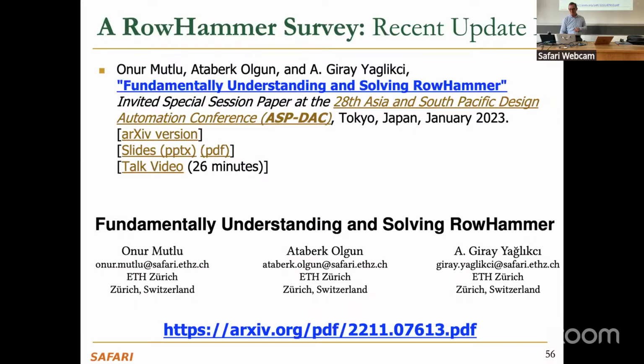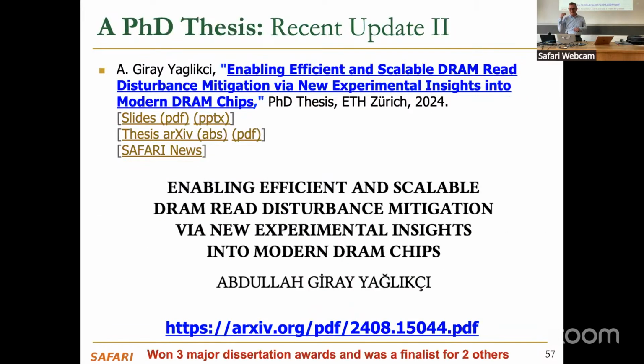So we updated this more recently. And this is Giray's thesis. Giray is one of my recent students who has graduated, and using our infrastructure that I showed you, he developed a lot of insights into the behavior of RowHammer. For example, how do RowHammer bit flips change with voltage, which was not investigated at all before. And he basically showed using real system infrastructure that by changing the voltage, you actually have different vulnerability to RowHammer.